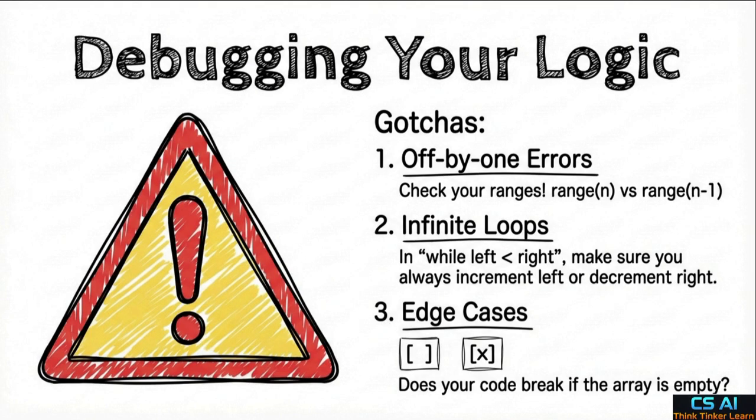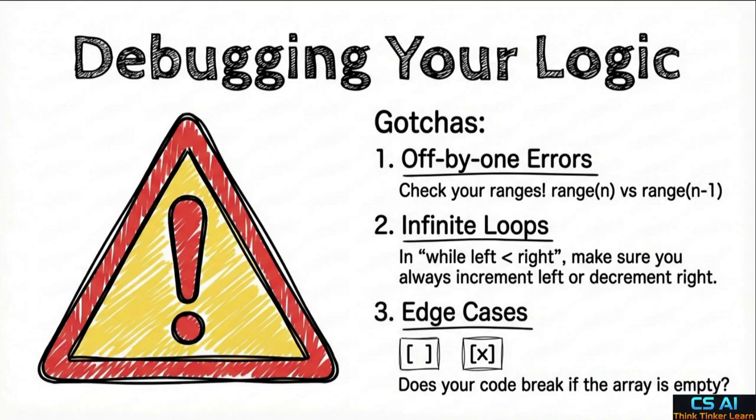Now let's debug your logic. As powerful as these patterns are, they come with a few common pitfalls or gotchas that can trip you up. Let's talk about debugging your logic. First, off-by-one errors. These are classic. Double check your loop ranges. Are you supposed to go to n or n minus 1? This is a frequent source of bugs.